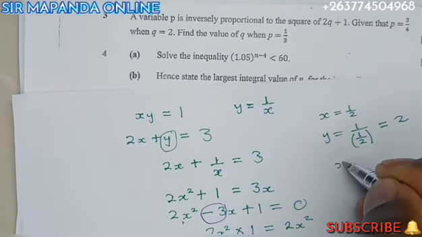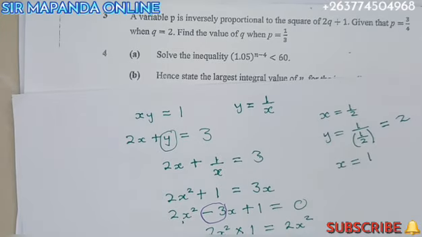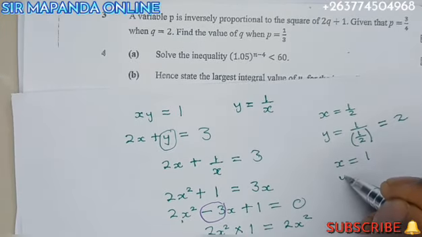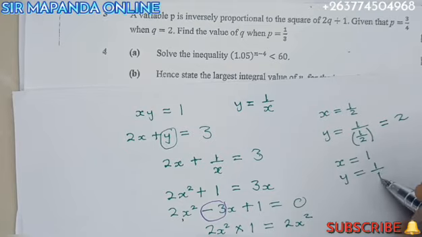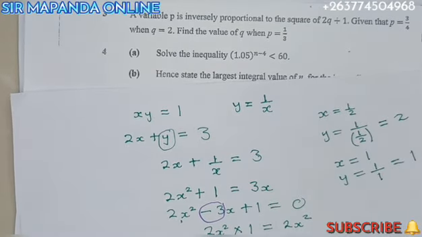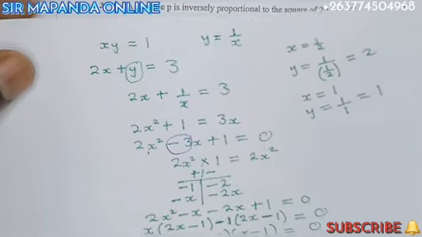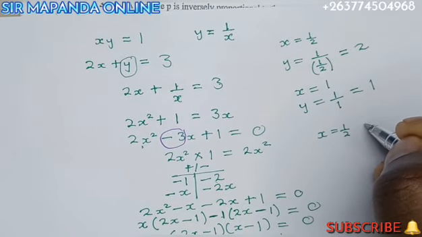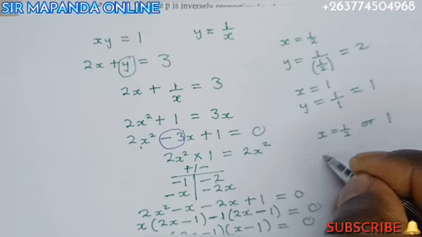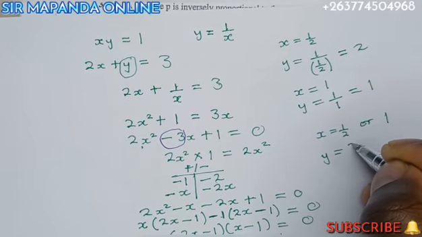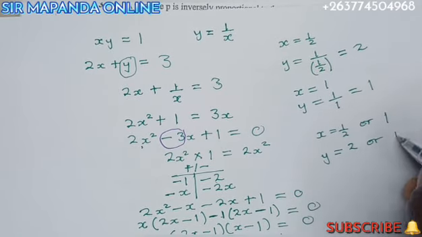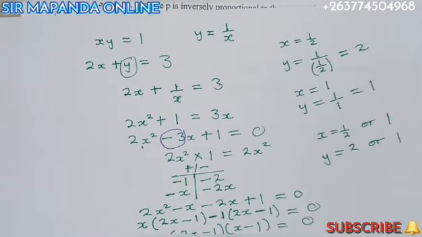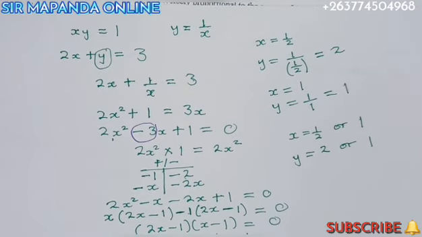Then when x is equals to 1, which is the second value of x, what is y? Y is equals to 1 divided by 1, which gives you 1. So in simple terms, we are saying x is equals to half or 1, and y is equals to 2 or 1. And these are the solutions. Then you are home and dry. Let us move on to the next question.